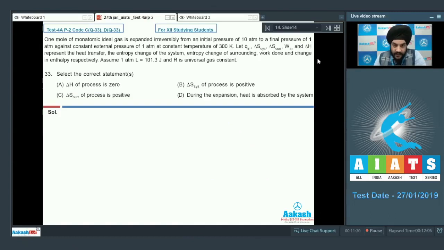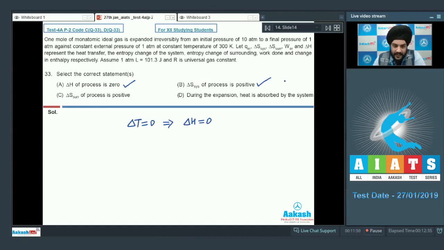Question number 33. Select the correct statements. So in option A, the examiner says delta H of the process is 0. It is true, students, since delta T is equal to 0, which will imply automatically that delta H is also equal to 0. If we talk about the delta S system of the process, we had seen that expansion was taking place in the process isothermally. So the delta S system term has to be positive. If you look at the C statement now, delta S surrounding of process is positive.